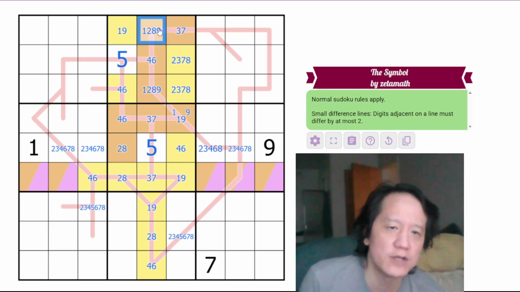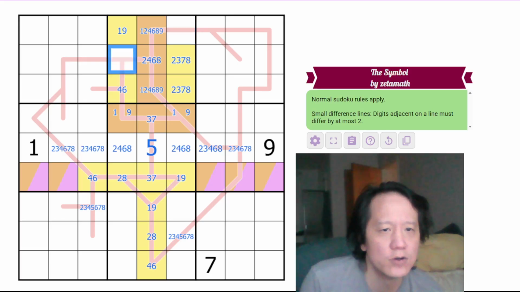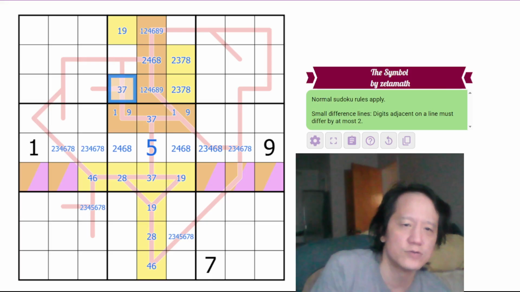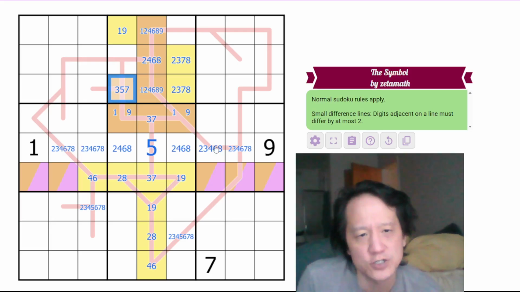Orange 4, 6 would have to be next to the orange 1, 9, which is not possible to be next to. So this can never be a yellow 4, 6 here. So it's either orange 3, 7 or it's 5. So this is orange 3, 7 or 5. We're not sure which.